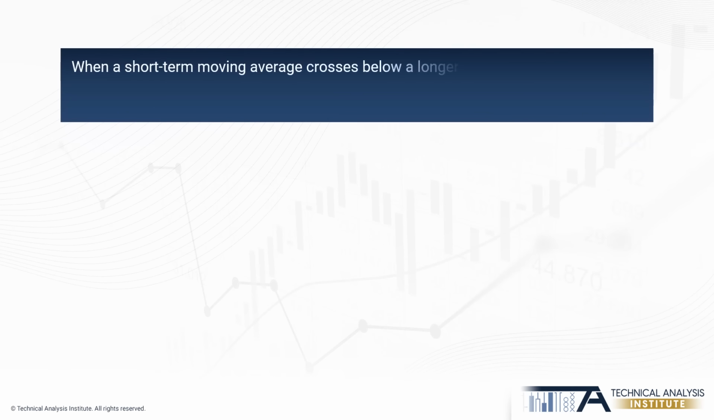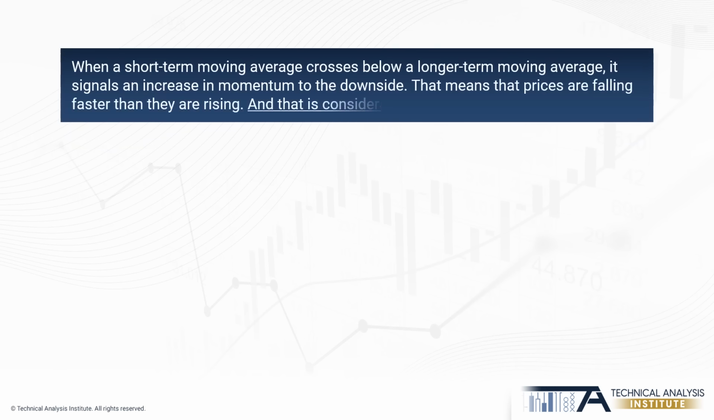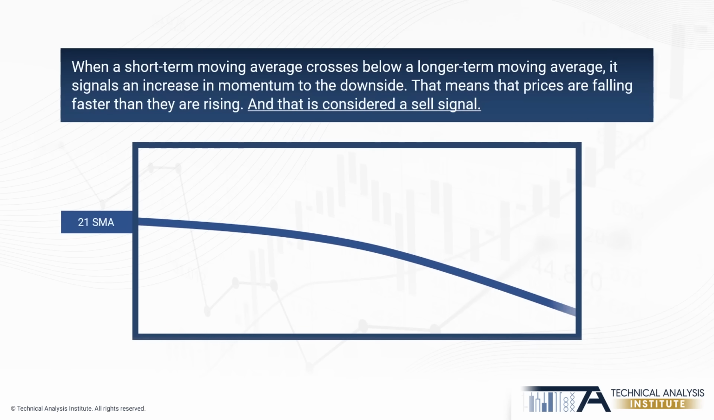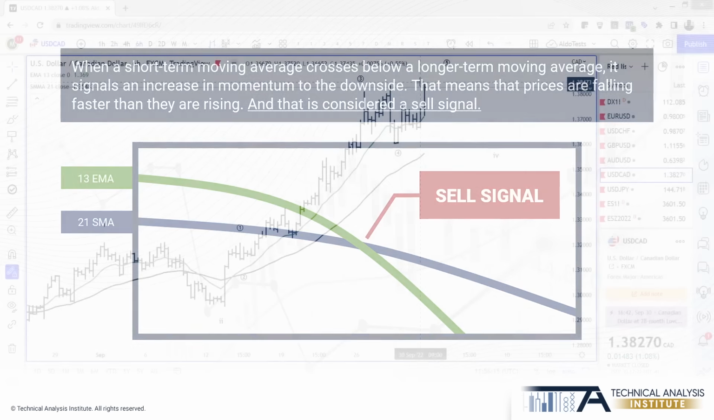Conversely, when a short-term moving average crosses below a longer-term moving average, it signals an increase in momentum to the downside. That means that prices are falling faster than they are rising, and it is considered a sell signal. Let me show you an example of that as well.